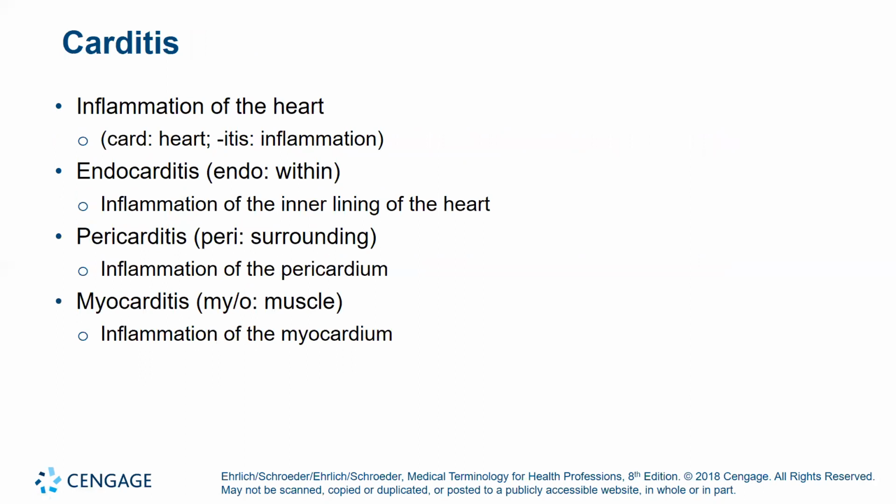We have carditis. Looking at that term, you can break that down. It means inflammation of the heart. Card is heart, itis is inflammation. We have endocarditis, endo is within, so inflammation of the inner lining of the heart. We have pericarditis, peri is surrounding, inflammation of the pericardium. And then myocarditis, myo is muscle, so it's inflammation of the myocardium, of the muscle.